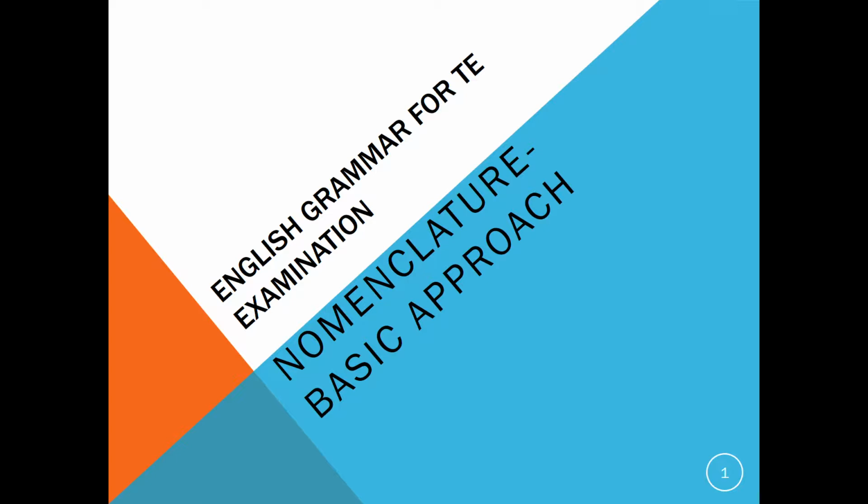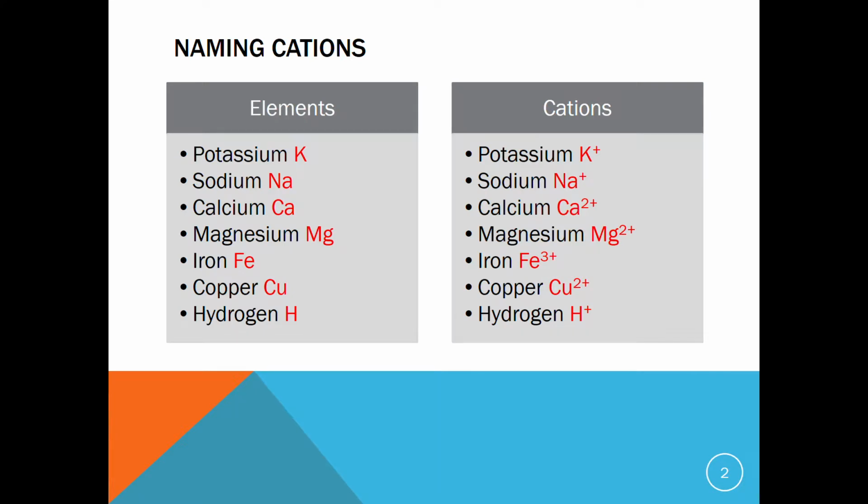Nomenclature, or názvoslovie, just the basic approach. What you have to learn first is the names of some basic elements such as potassium, sodium, magnesium, iron, copper, hydrogen. It is very important to realize that cations of these elements have the same names as their elements, which means that the cation of, for example, potassium is also potassium, and the cation of sodium is named sodium as well.